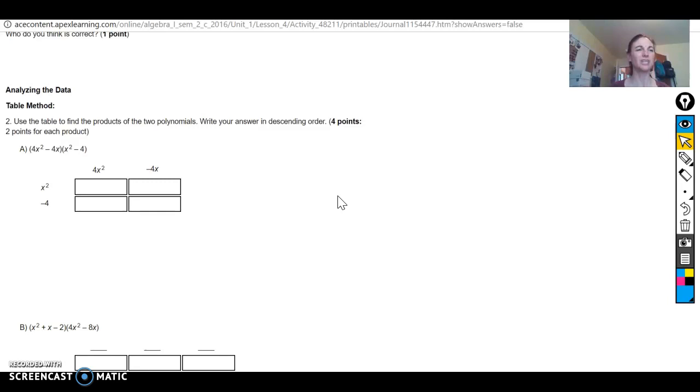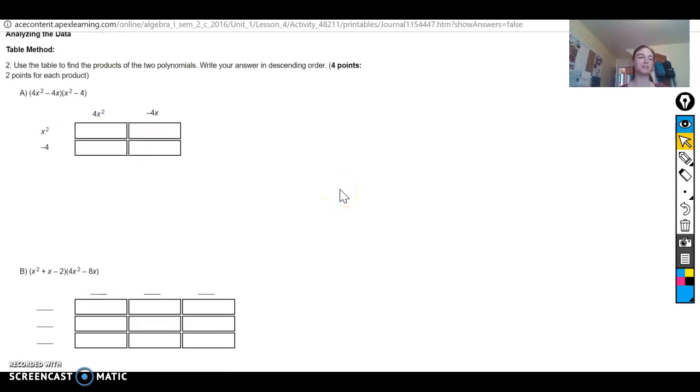Okay, so the first method that they present to us is the table method, okay? And so our first expression that we need to multiply is a binomial by a binomial, but we are still going to use the table method just to show that you can use this method for binomials. You could use a FOIL method for binomials, but you could also use this method and any other method for binomials, trinomials, and more.